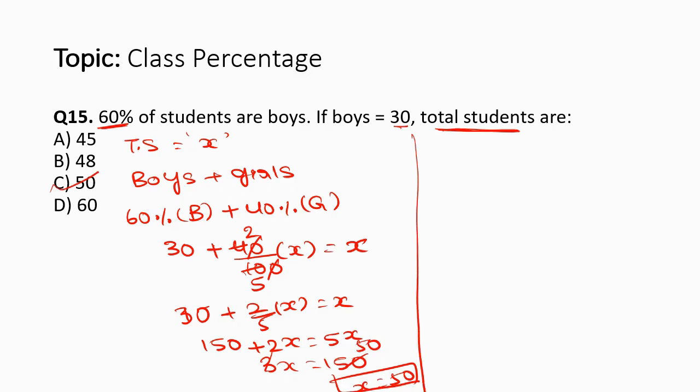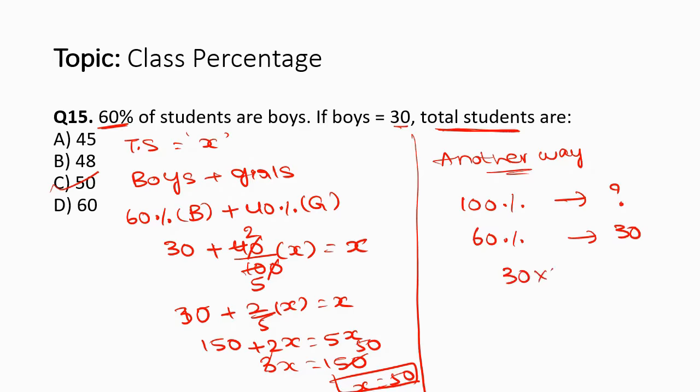So same our approach. Another way. So we don't know the total students value, so 100% is question mark, but we know 60% is 30, so cross multiply 30 into 100 by 60. 3 ones, 3 2s, 2 ones, 2 50, so answer will be 50. Okay.